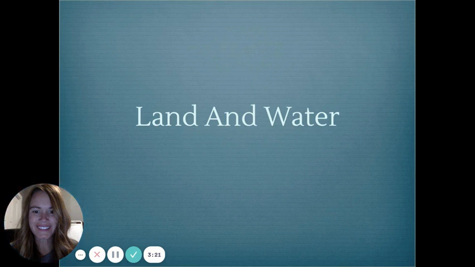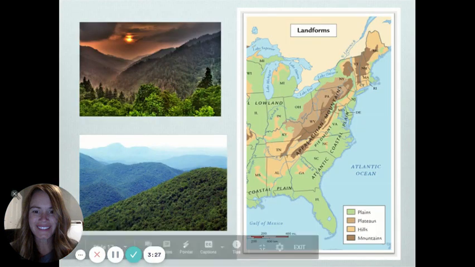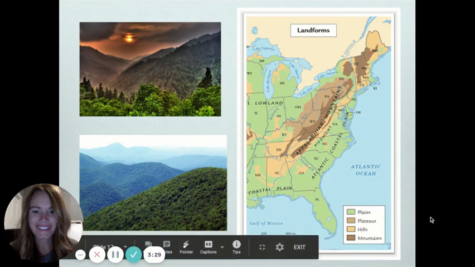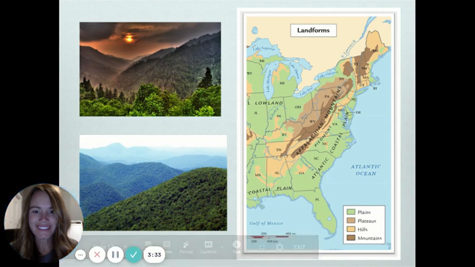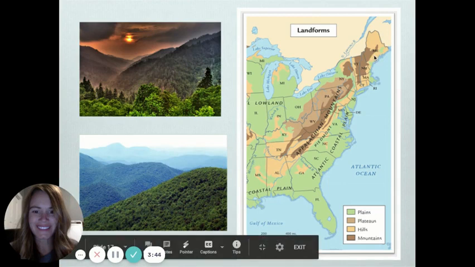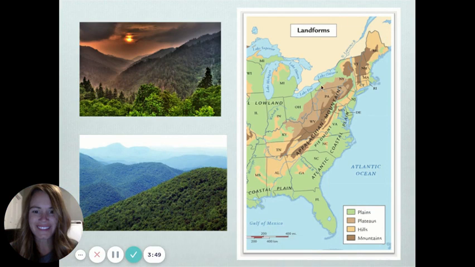Now let's talk about land and water. The Northeast region has broad valleys and rolling hills, with a few low mountain ranges that are part of the Appalachian Mountains. The Appalachian Mountains stretch from Maine in the Northeast region down to Alabama in the Southeast region, so way down to Alabama over here.